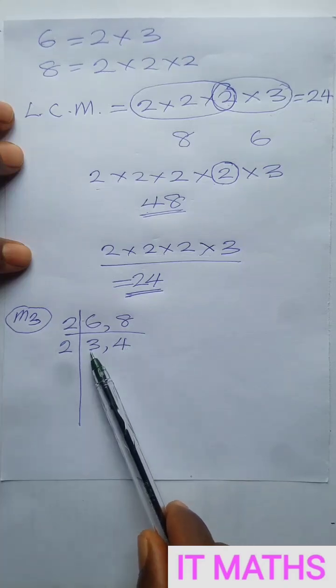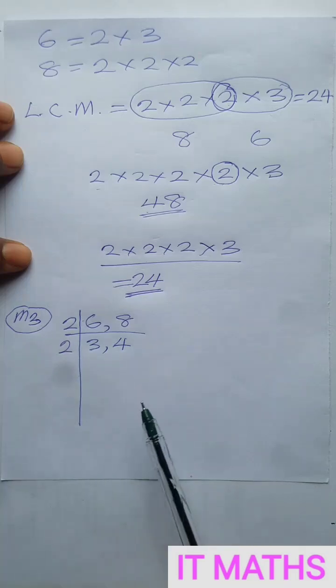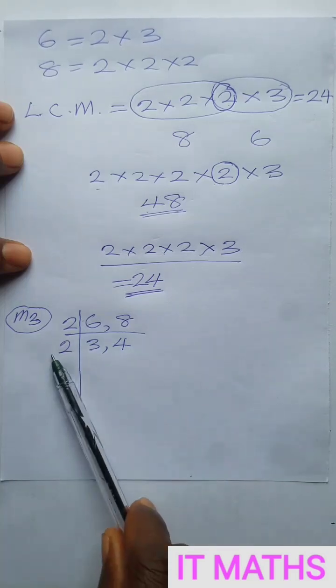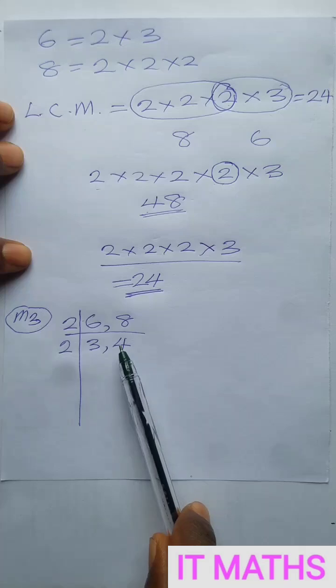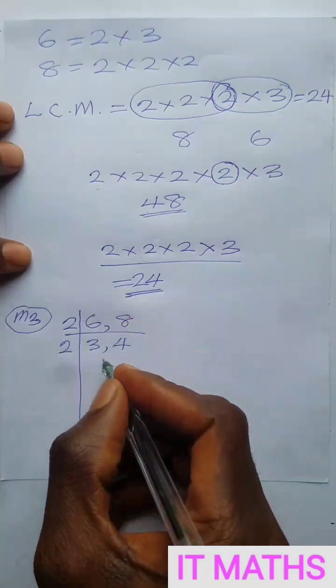But since we are not dealing with a common factor here, we are just adopting a method that will help us get our multiple at the end. We can continue picking a factor so far it can divide any of them. So we can pick 2 again.